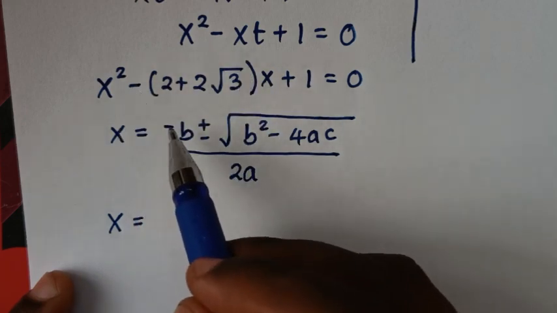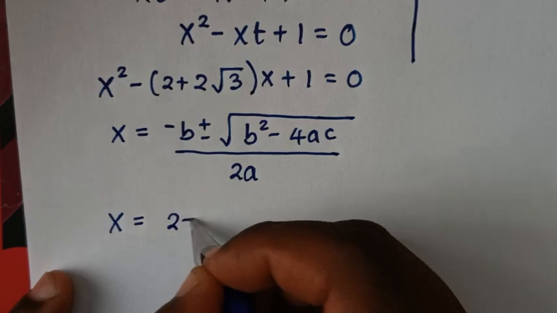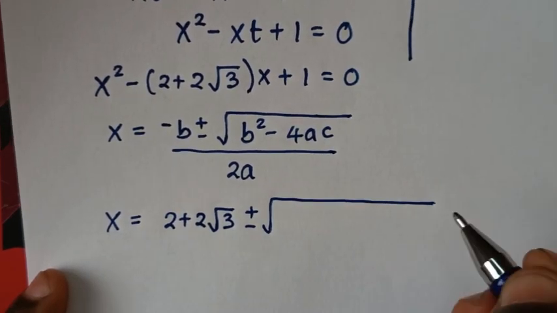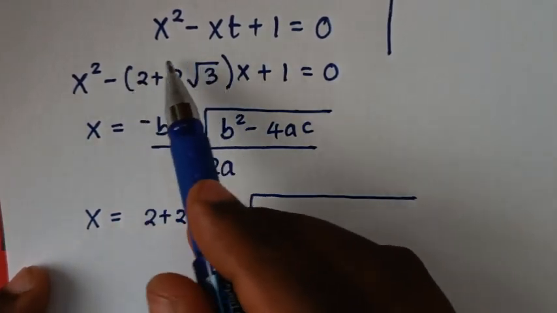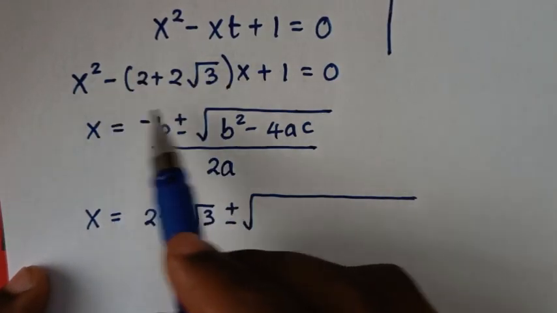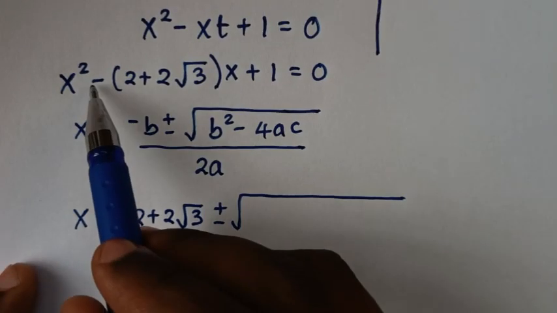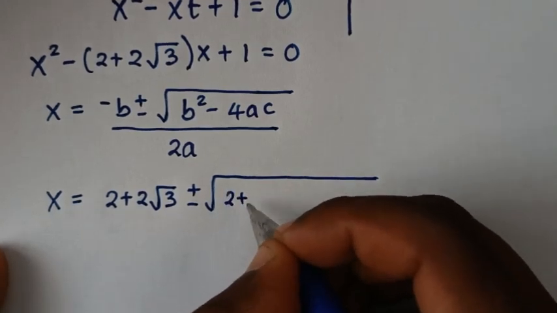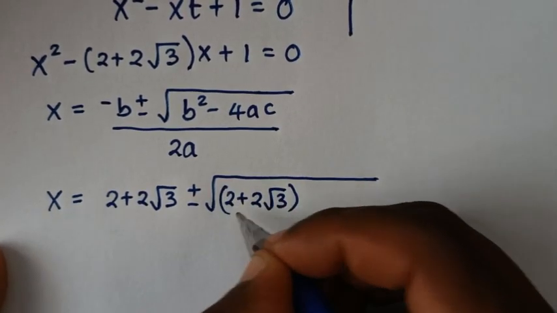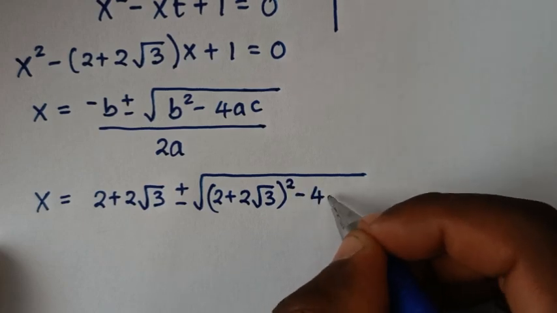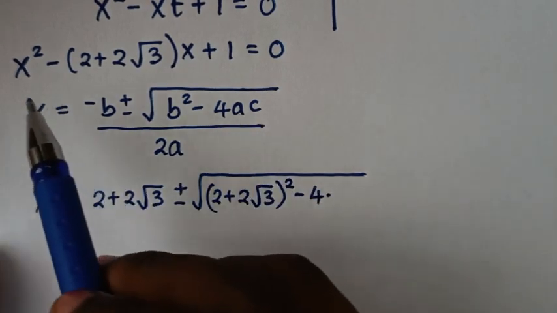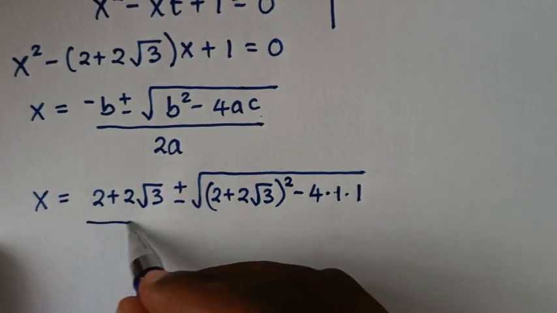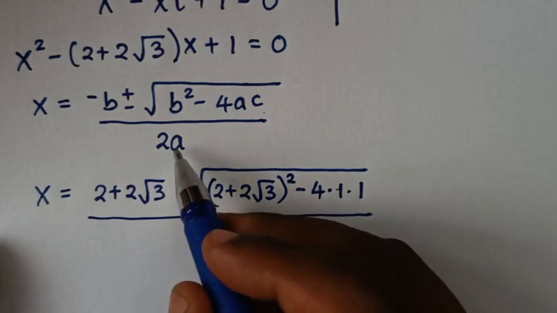So minus and minus to be positive, so positive of this, 2 plus 2 square root of 3. Then plus or minus square root of b square, it will be this square here, negative 2 plus 2 square root of 3 square. So here negative times negative, it is positive, so it will be this square here inside the bracket. So it will be 2 plus 2 square root of 3 bracket square, then minus 4 times a, it is 1, times c is 1, then over 2 times a, it is 1.